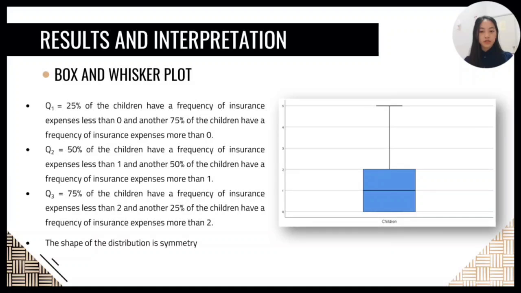And for the third quartile, 75% of the children have the frequency of insurance expenses less than 2, and another 25% of the children have the frequency of insurance expenses more than 2. Lastly, the shape of the distribution is symmetry.